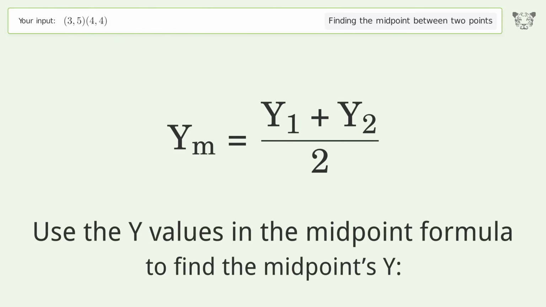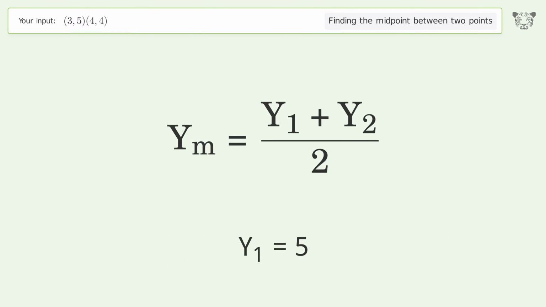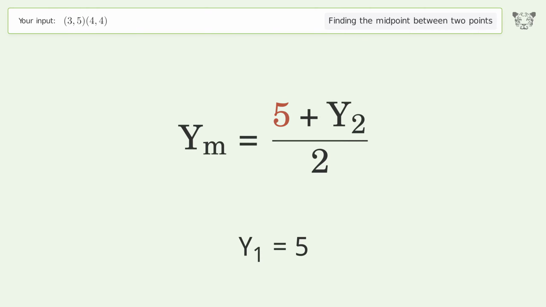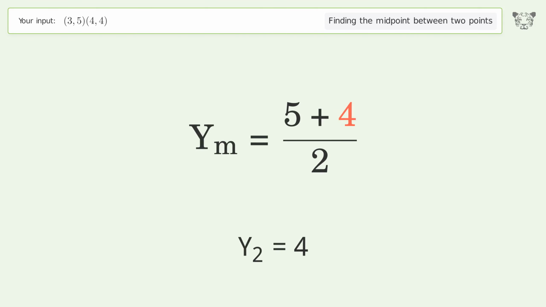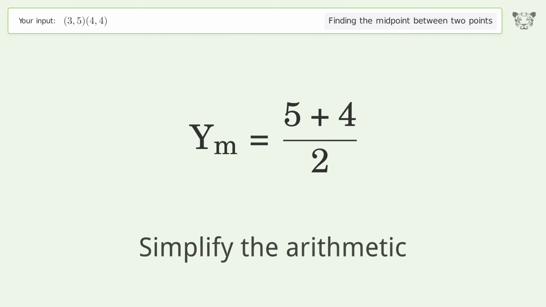Use the y values in the midpoint formula to find the midpoint's y. y1 equals 5. y2 equals 4. Simplify the arithmetic.